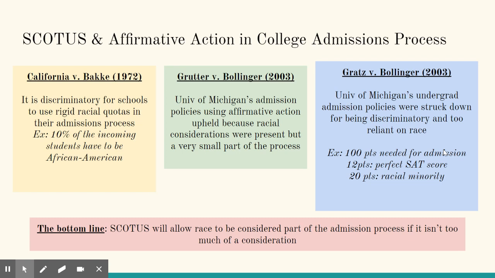The parts that were deemed too reliant on race: for example, if you received a perfect SAT score, that earned you 12 towards the 100 points. If you were part of a historically discriminated racial minority group, it earned you 20. The Supreme Court argued that that was out of whack and too greatly reliant on race.